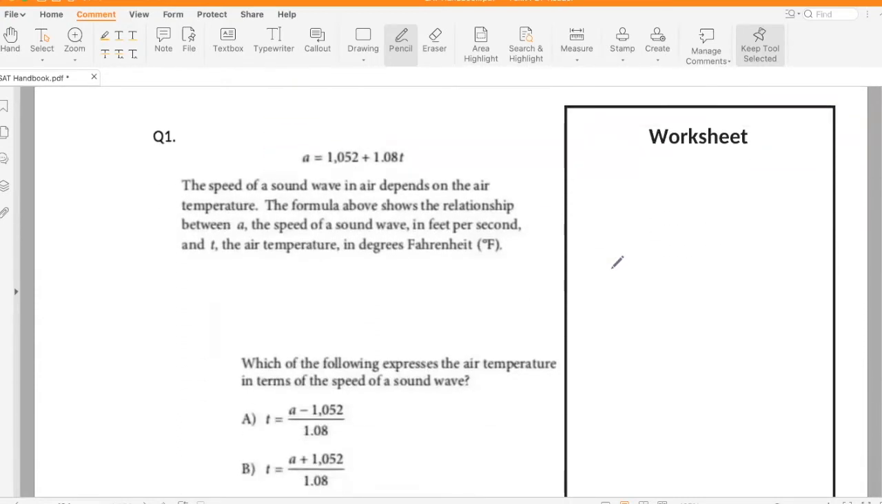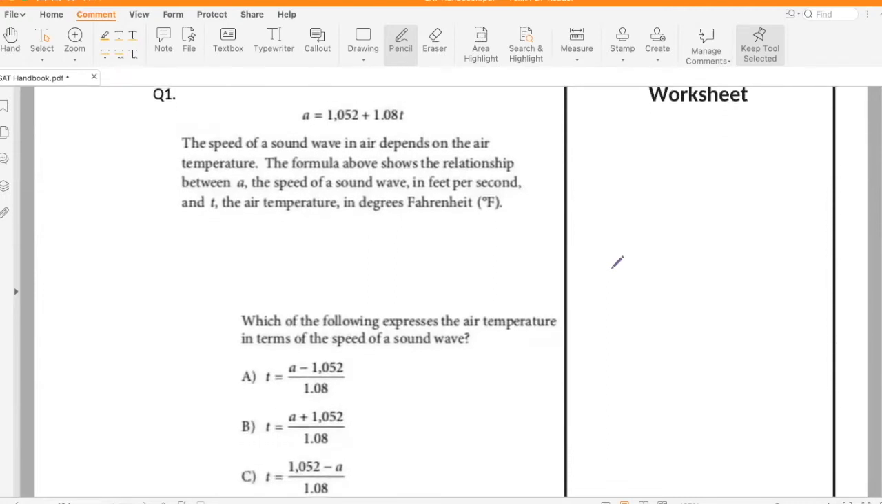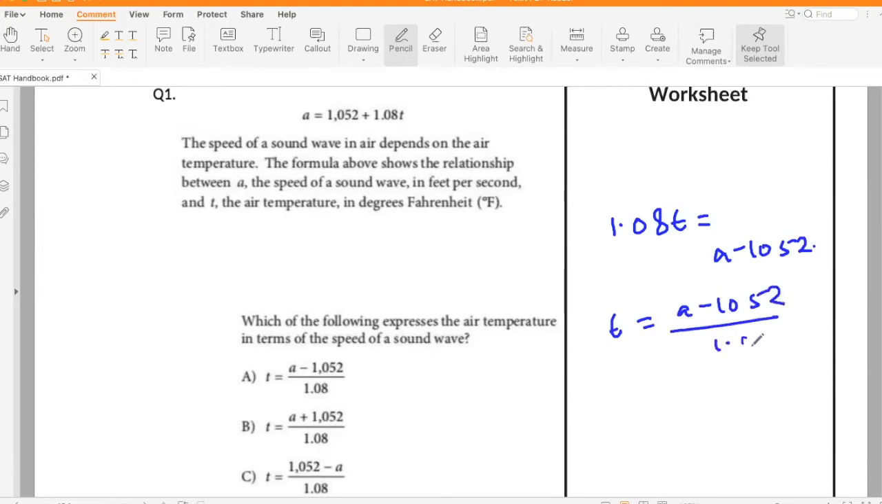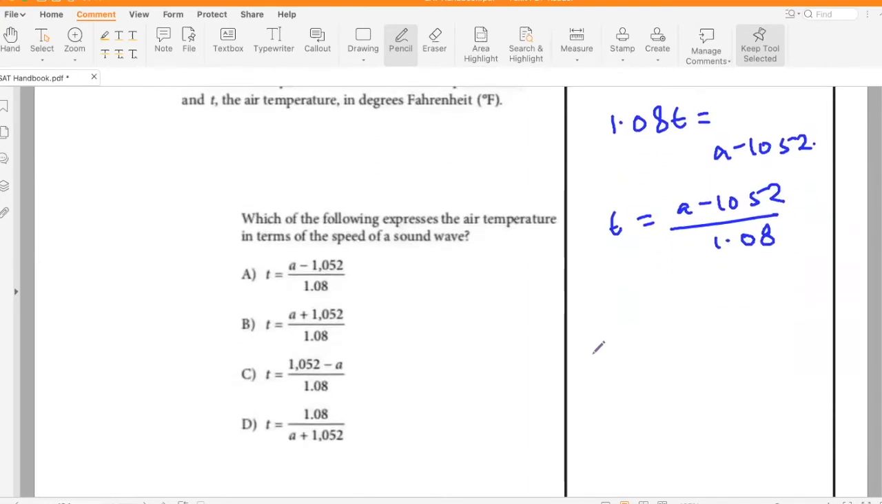The speed of sound wave in air depends on the air temperature. The formula above shows the relationship between A, the speed of a sound wave in feet per second, and T, the air temperature. Which of the following expresses the air temperature in terms of the speed of a sound wave? So I can say 1.08 T is A minus 1052. So T would be A minus 1052 by 1.08. So that's A minus 1052 divided by 1.08, option A.